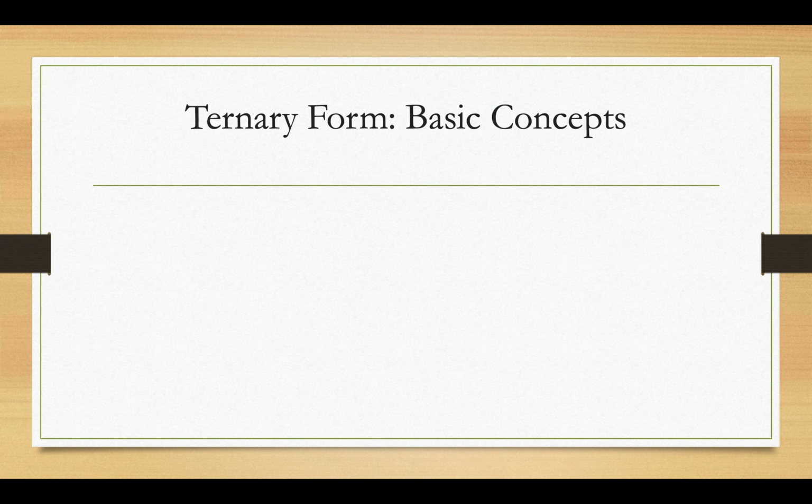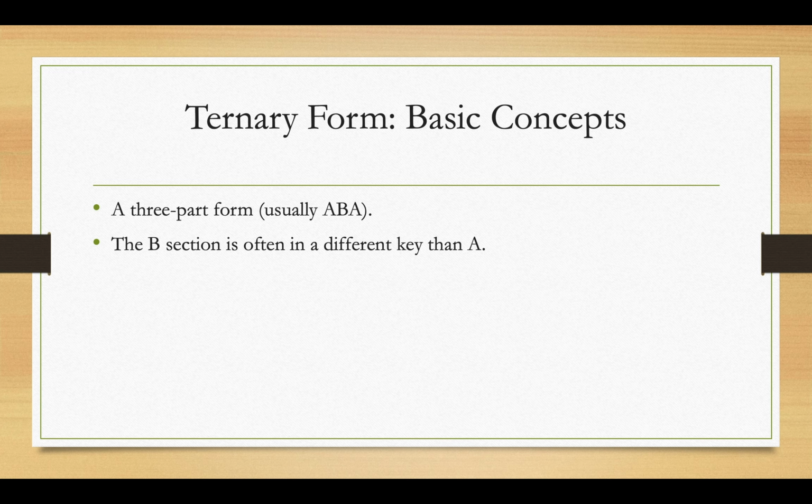So, what is ternary form? Ternary form is a three-part form. It's usually described with capital letters representing different sections, so A, B, A in this context. In other words, we have an opening section, a contrasting middle section, and then some form of a return to that opening section. The B section is usually in a different key from A. It doesn't have to be, but it often is.